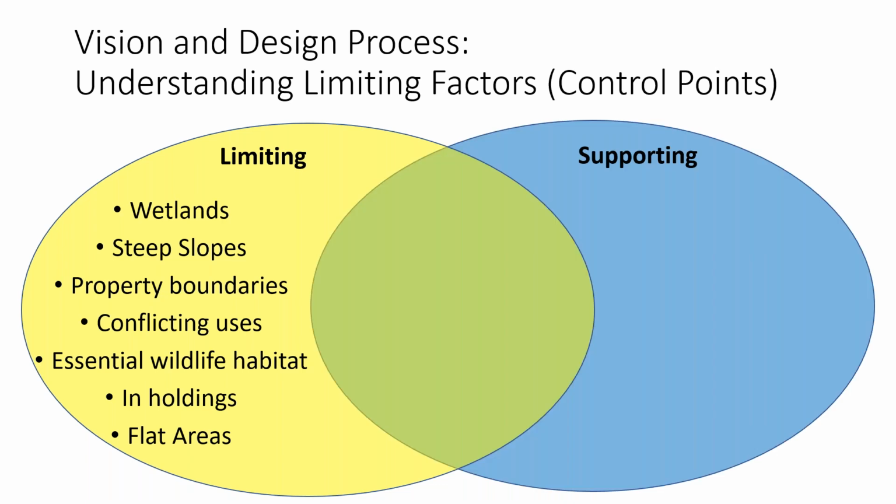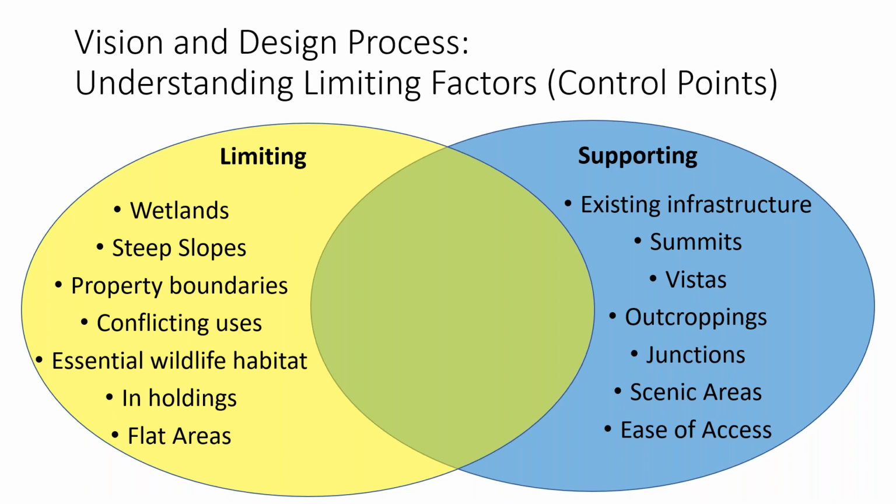And then you have supporting features, supporting control points. And these are gonna involve features that you want to highlight, and they're going to give good character to your trail. So that might include existing infrastructure. It might give you a head start on your project if you already have portions of existing trail or trails that you can tie into. Features like summits and vistas or outcroppings, other neat natural features. Junctions are an important control point, and we'll talk a little bit more about that later. But again, it's something that you need to work your trail design process around. And then other just scenic areas, and then areas that are easier to get to. Those are good starting points, and they're going to support your design process.